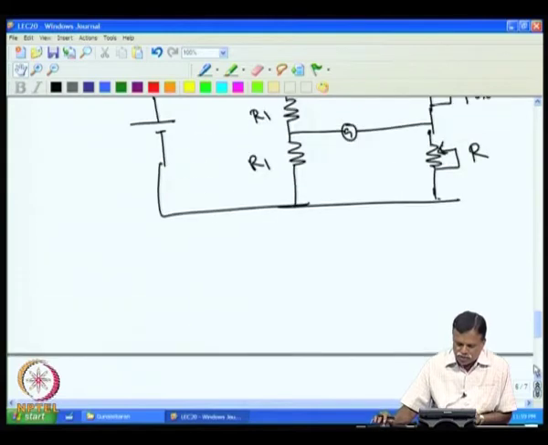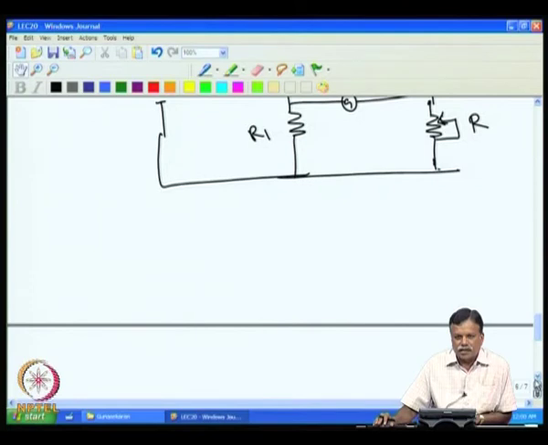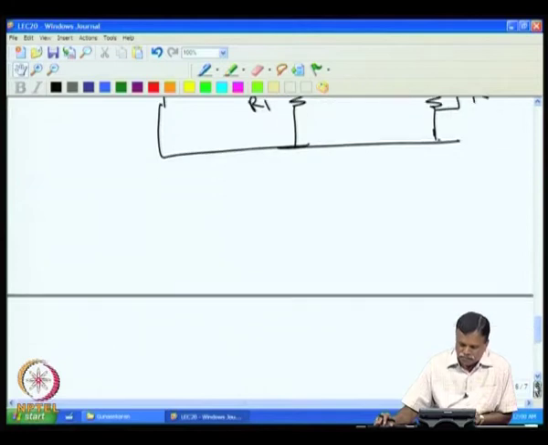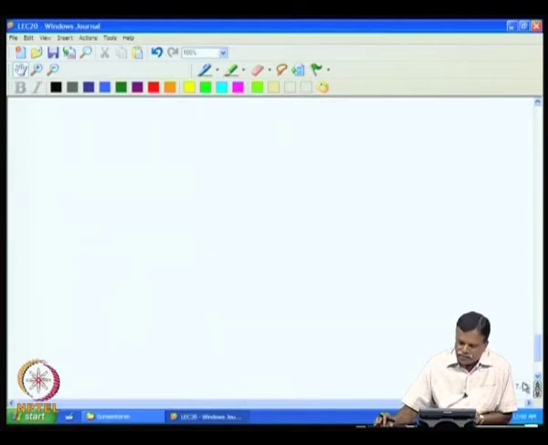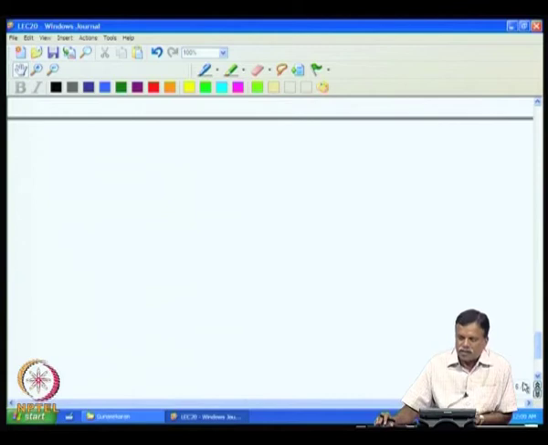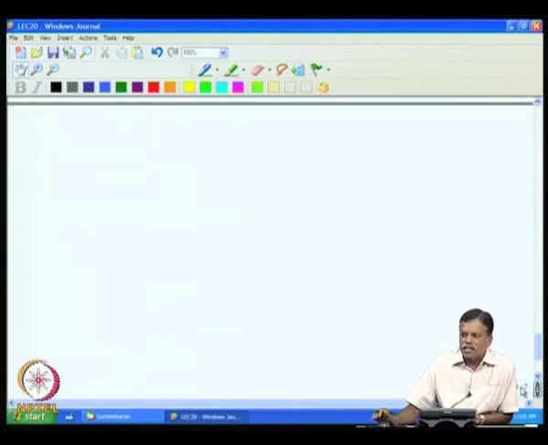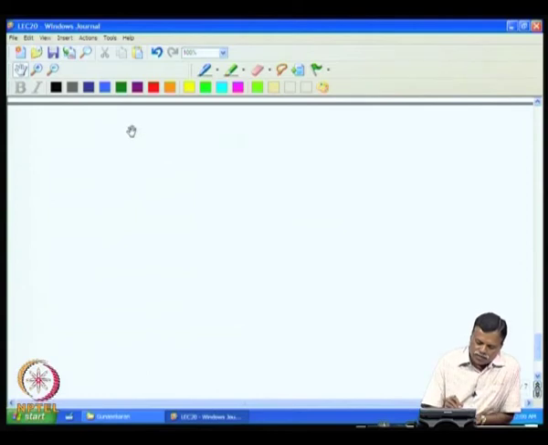So, if you are using a bridge, it is accurate and it is cheapest, but then one has to go only for a null method. That is the drawback of this system. Now, let us see what technique most current instruments use to make measurements. The most popular technique is the use of a constant current source, using a constant current source to make the resistance measurement.